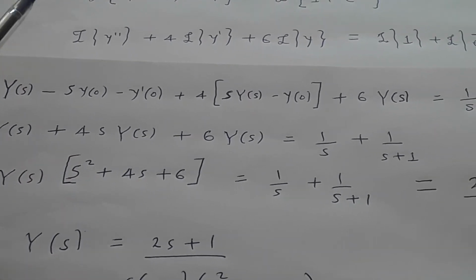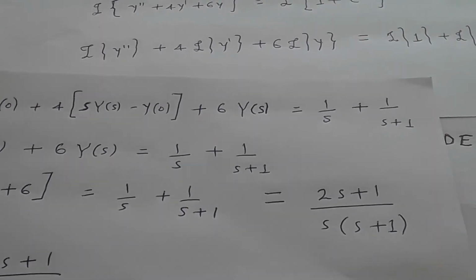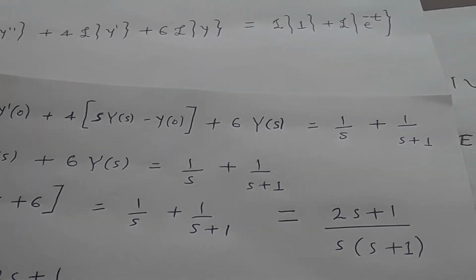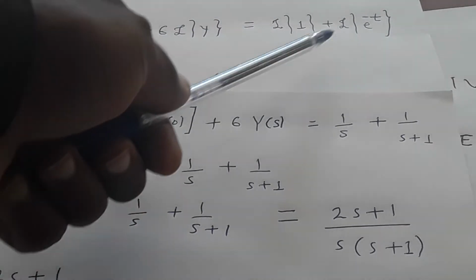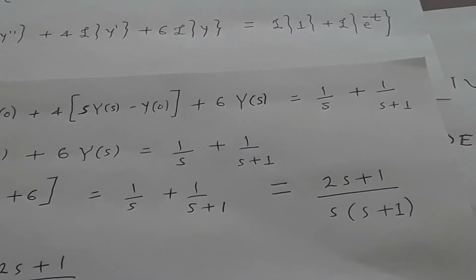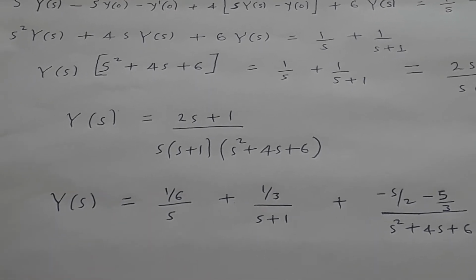Again, for the other one, the Laplace transform is 6Y(s). And for the Laplace transform of 1, it is 1 over s. The Laplace transform of the exponential e raised to minus t is this here. Now keep this in mind, and now go to the second slide.